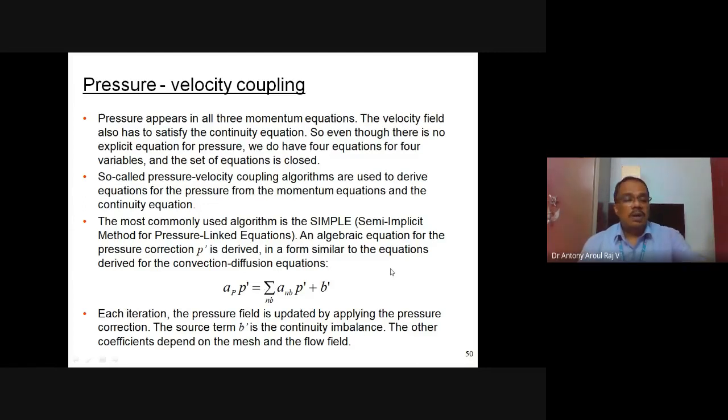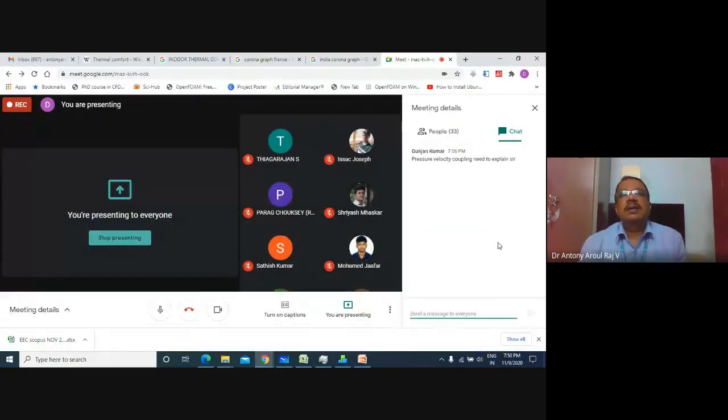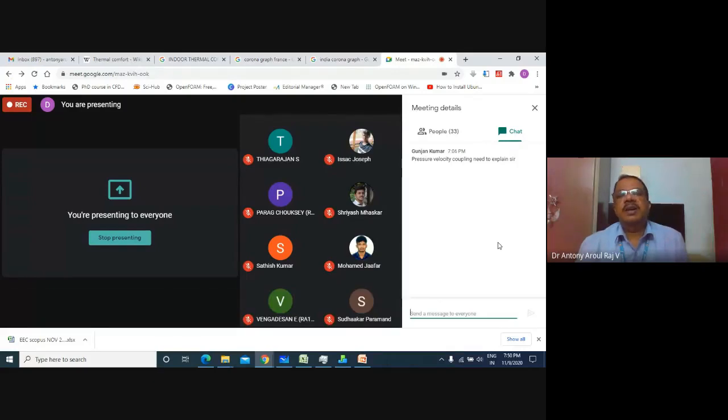If you want a detailed discussion, you can refer to Patankar, Suhas V. Patankar, Finite Volume Method, or you can refer to Versteeg and Malalasekera. They have given the derivation of this pressure correction equation. Or if you want it more clearly, you can join a separate session on CFD. Maybe sometimes I may be handling a separate session for CFD, where we discuss the derivation itself, how we derive the pressure correction equation.